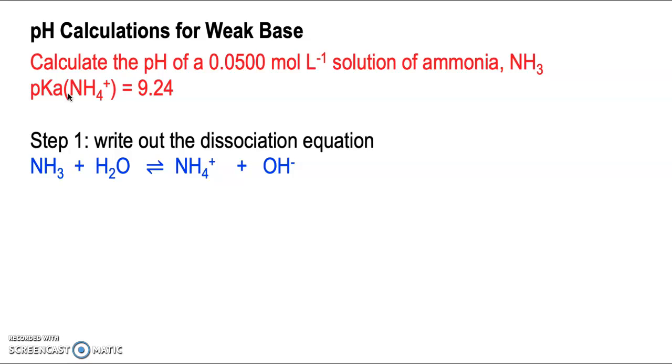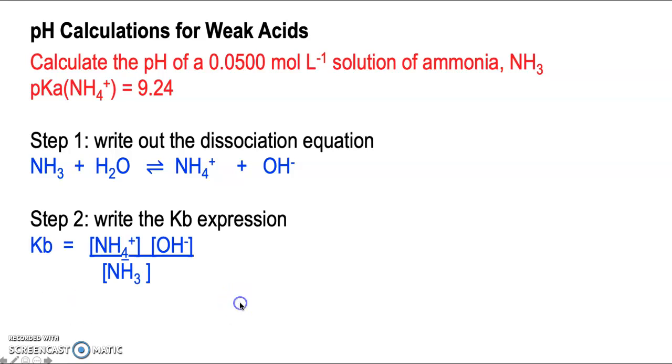So step 1, give yourself the dissociation equation, and this reminds you that the proton is being accepted onto the ammonia, so it is a base, and it's producing those hydroxide ions. Next step is to write yourself out your Kb expression, so that is the concentration of your products over your reactants.